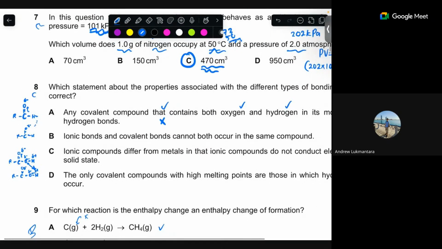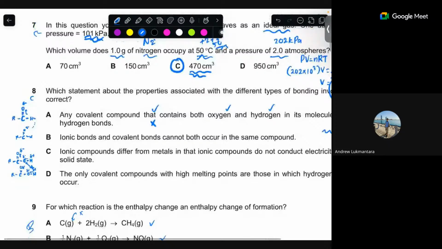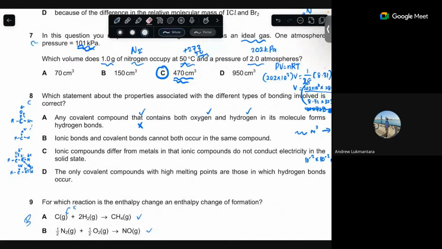Ionic bonds and covalent bonds cannot occur in the same compound. That is wrong. They can actually exist in the same compound. For example, let's say I have NH4, which has ionic bonds and covalent bonds.